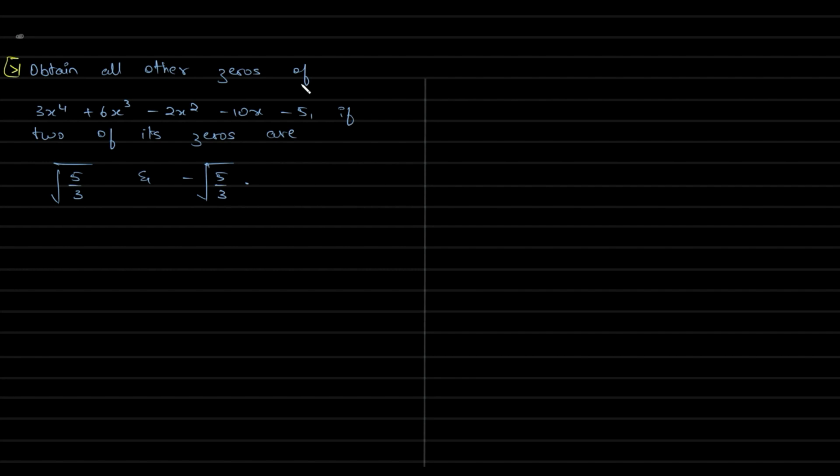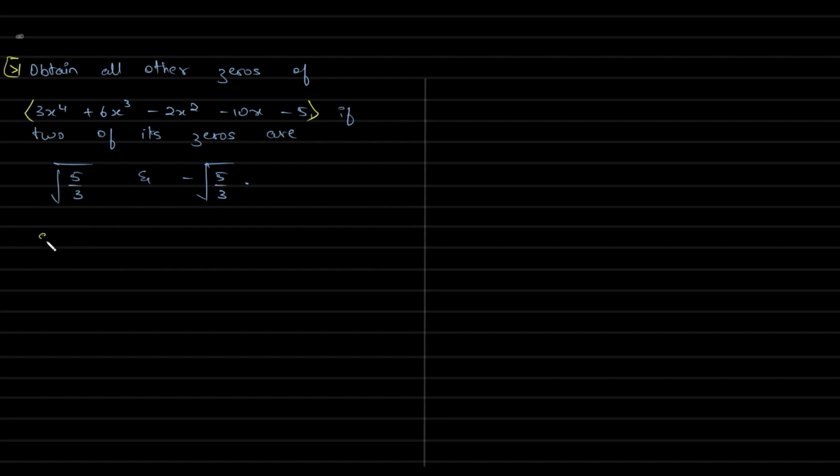Obtain all the other zeros of this particular expression of degree 4, if two of its zeros are those. So my suggestion is, I have done a similar question to this just a few videos back. You can go back and have a look at that, learn from there, and try to do this on your own. Okay, so I'll show you the steps though.